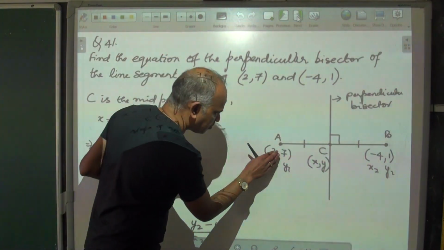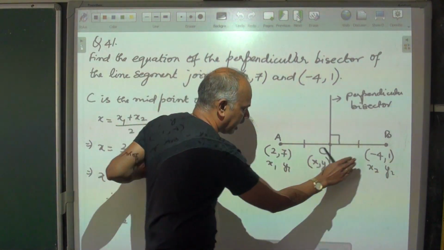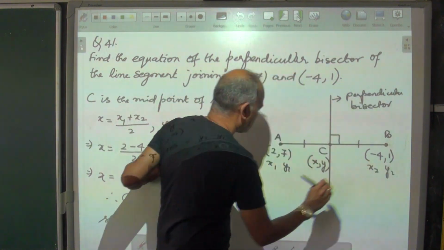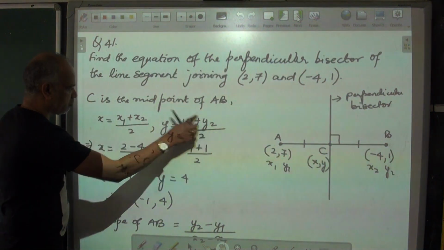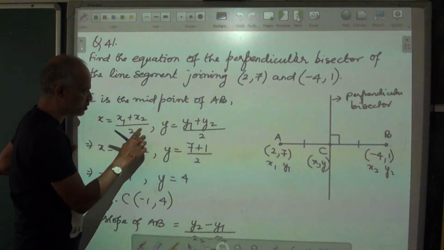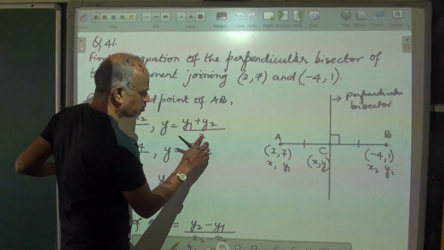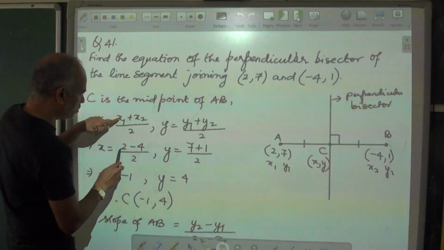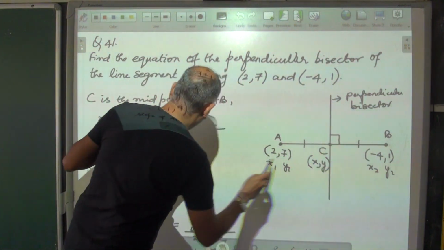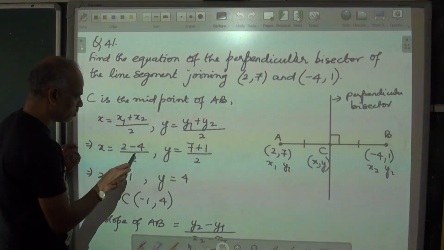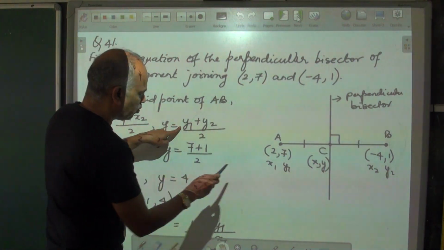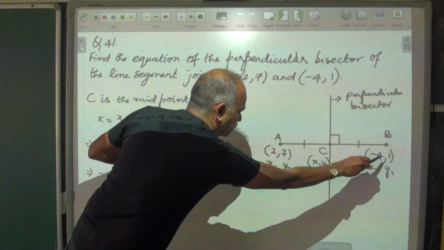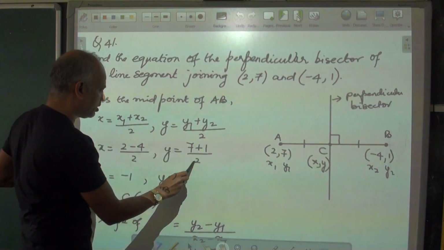So C is the midpoint of AB. I am using this point as x1, y1 and this point as x2, y2. This is the midpoint formula: x is equal to (x1 plus x2) by 2 and y is equal to (y1 plus y2) by 2. So x is equal to x1 is 2 and x2 is minus 4 divided by 2. And y is equal to y1 is 7 and y2 is 1 divided by 2.